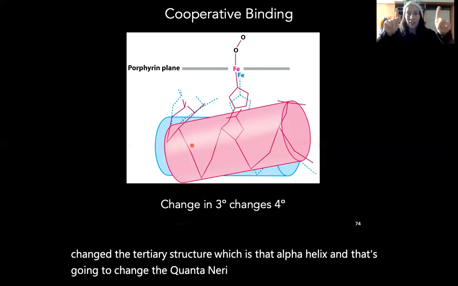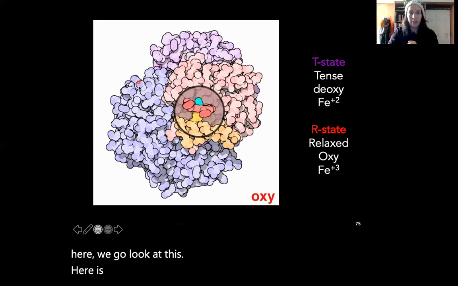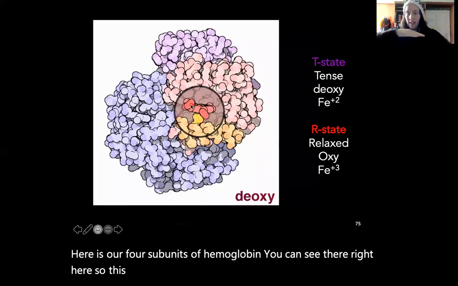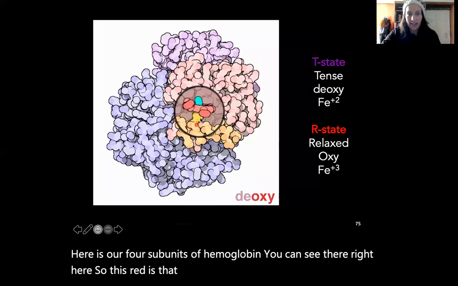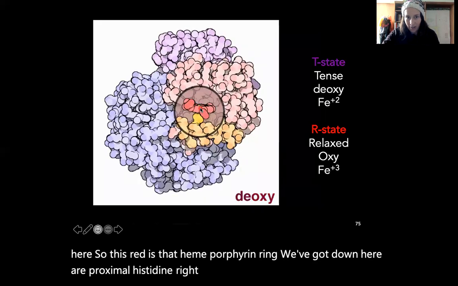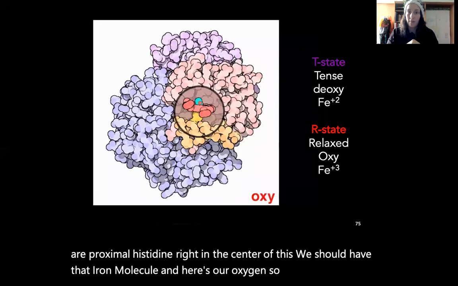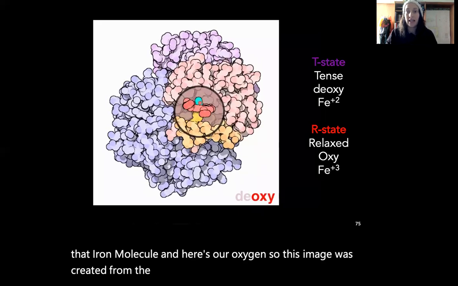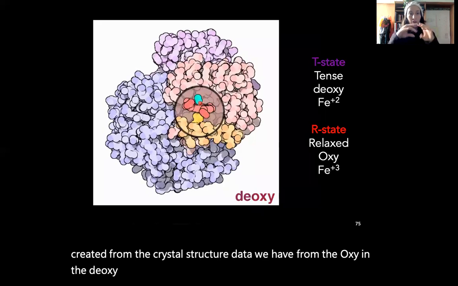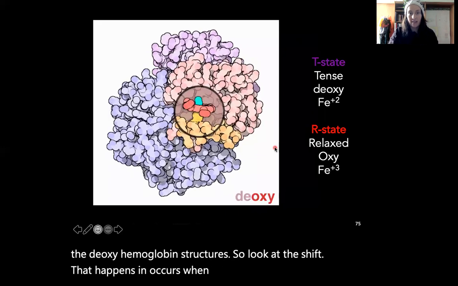If you don't believe me, here we go. Look at this. Here are our 4 subunits of hemoglobin. You can see there, right here, this red is that heme porphyrin ring. We've got down here our proximal histidine, right? In the center of this, we should have that iron molecule, and here's our oxygen. So this image was created from the crystal structure data we have from the oxy and the deoxy hemoglobin structures. So look at the shift that occurs when this oxygen binds.